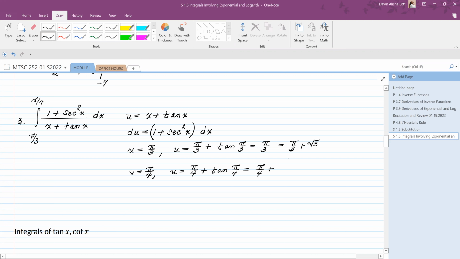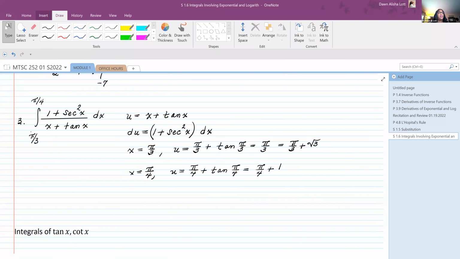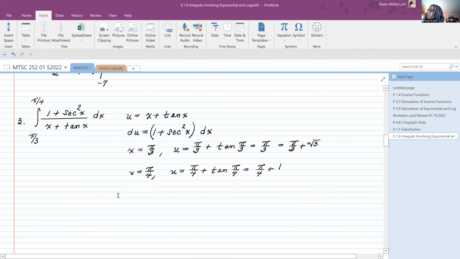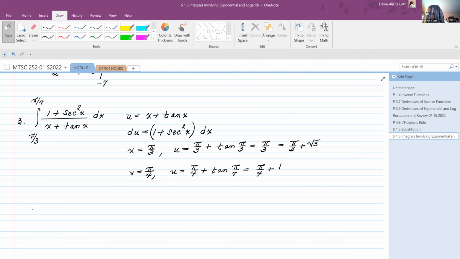Pi over 4. The tangent of pi over 4 is 1. So I went ahead and stuck that in because I don't want us to be held up too much. Okay. All right, so therefore we rewrite the integral. So when you rewrite the integral, what do you get?